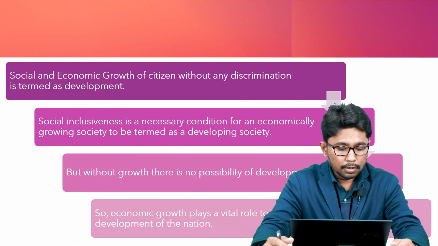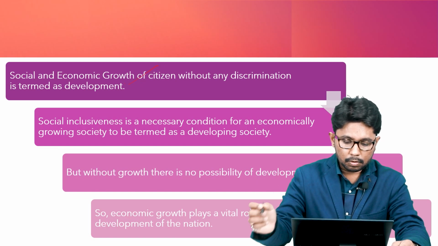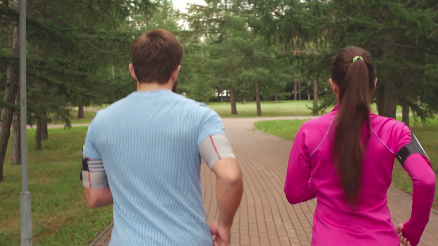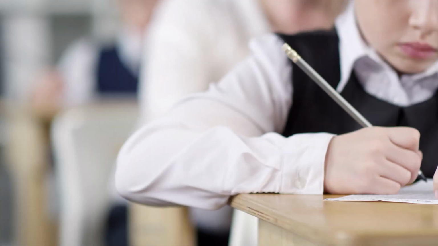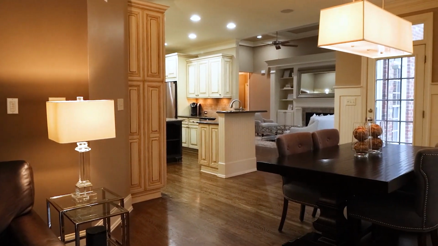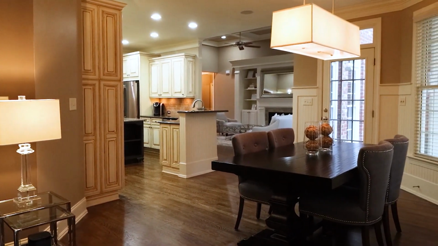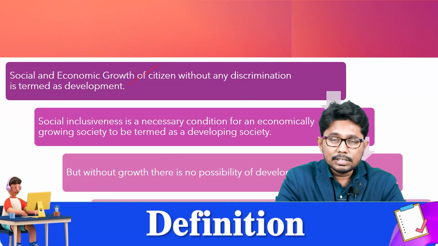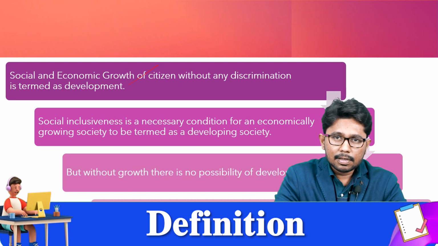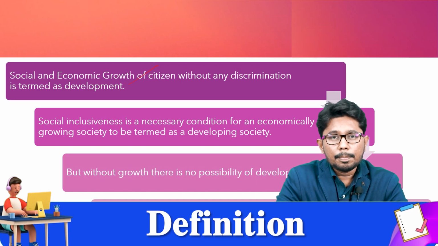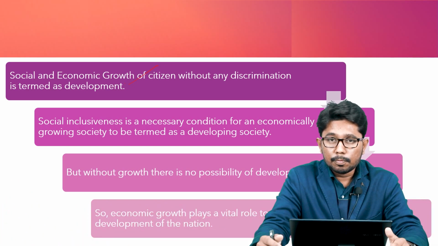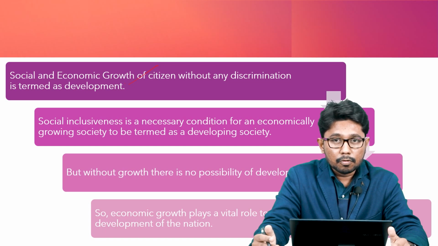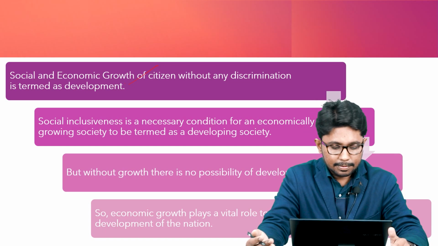The definition says: social and economic growth of citizens without any discrimination in terms of health, education, living standard, and so on and so forth. We call it development. But development is always concerned with qualitative as well as quantitative indicators. So the major concern is to measure development, but development has many more things related to it. And what are these things?